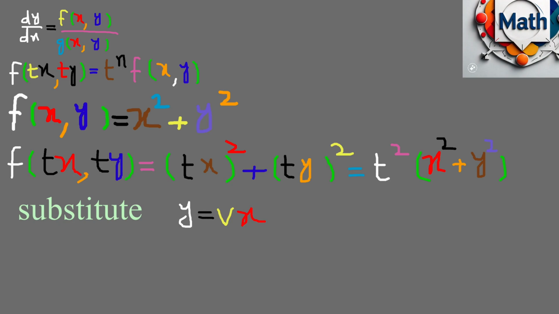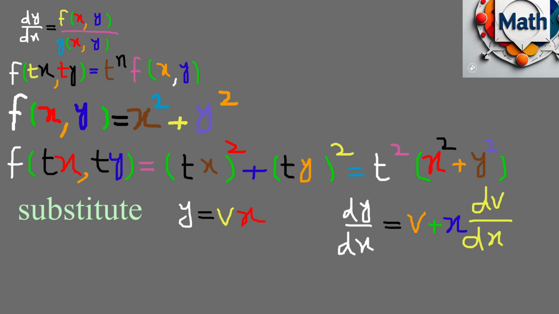Taking the derivative on both sides with respect to x, dy/dx = v + x dv/dx. Substitute y = vx and dy/dx = v + x dv/dx into the original differential equation.